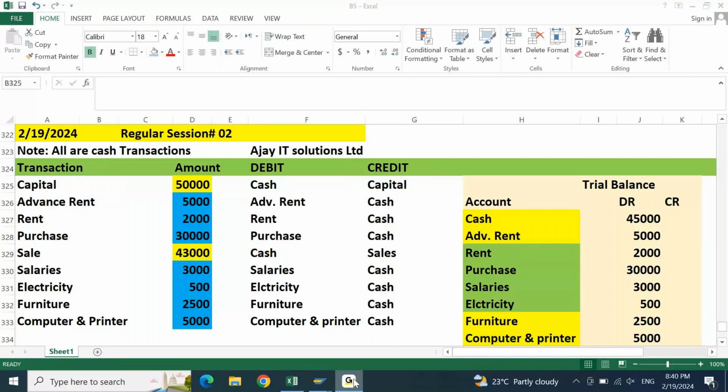Any other questions? Anybody? If no, fine then. I'll share this Excel sheet right after this session. Look at the Excel sheet. Try to replace the numbers here, and see if you are able to prepare the TB, P&L, balance sheet, which will tally.